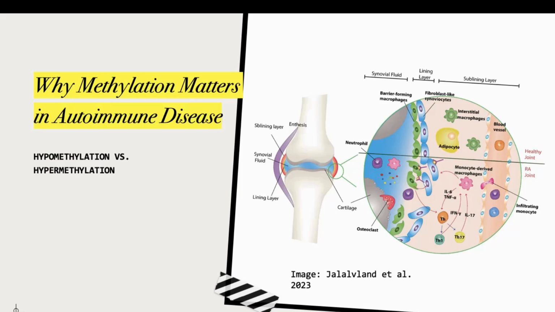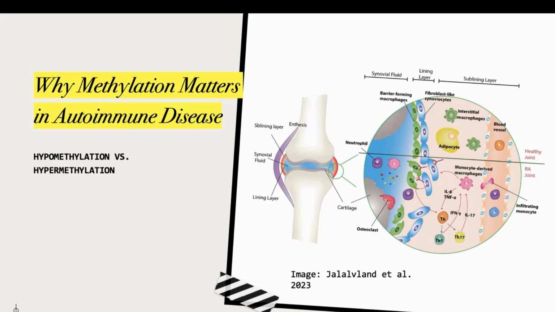So in hypomethylation, so hypo, think of it being not enough, we'll see that there are genes that are turned on that really should be silenced. And then hypermethylation, which is the opposite, we'll see too many genes that should be expressed are actually turned off. And both can cause problems. And guess what? Both are commonly observed in people with an autoimmune condition.